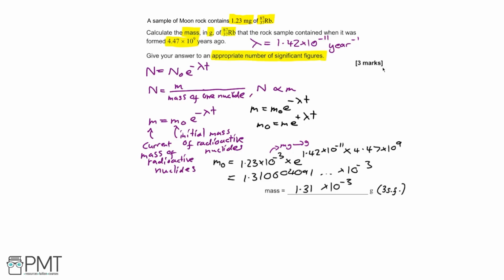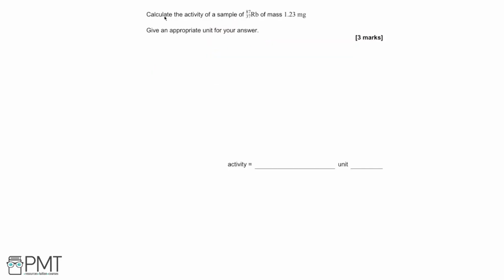In this question, we got 1 mark for a correct calculation of lambda times by t up here. We got a mark for our correct final answer of 1.31 times 10 to the minus 3, and we got a mark for rounding to three significant figures, as explained. The last part of the question says, calculate the activity of a sample of rubidium-87 of mass 1.23 milligrams, and give an appropriate unit for your answer.